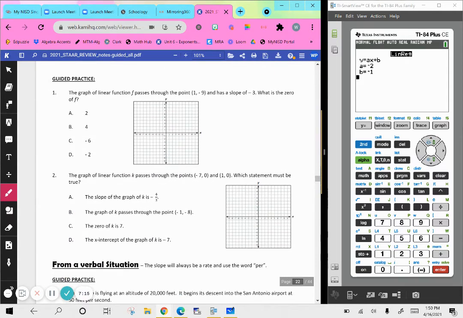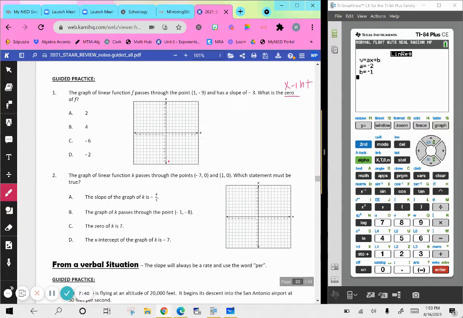So here it says the graph of a linear function passes through the point (1, -9) and has a slope of -3. What's the 0 of f? So it's asking for the x-intercept. 0 means x-intercept. So what we're going to do is since it gave us a graph, we're going to graph this point (1, -9), and they gave us a slope, and it's -3.